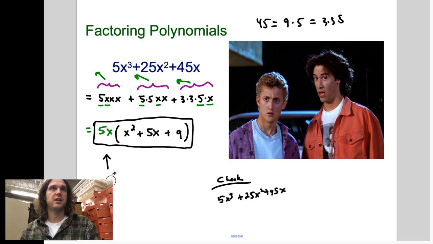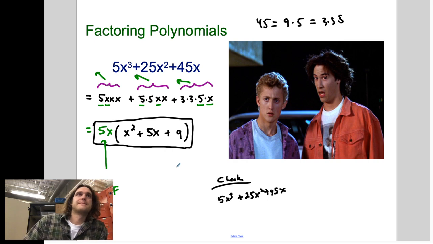Let's see. I'm going to do that in green so that it doesn't look like I'm pointing at the box. So that's our answer, but this is our GCF. This is the factored form of this polynomial. Now, we can factor this further, but today we're just focusing on the GCF.